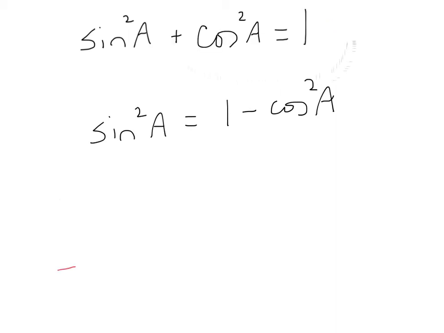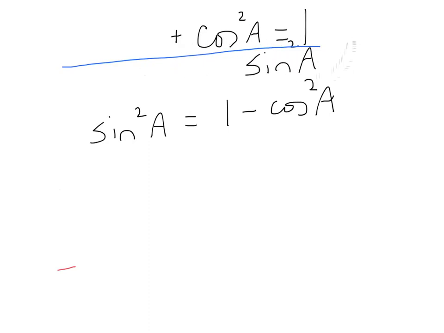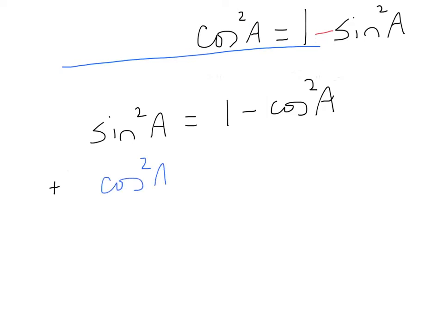So I'm back to my original, sine squared a plus cos squared a equals 1. And this time I'm going to solve it for cos squared of a by moving the sine squared over. I'm going to subtract sine squared from both sides. And what I'll end up with is, take that out, put that in. And so I can tell you that the cos squared of a is 1 minus sine squared of a. All of the Pythagorean identities can be manipulated this way.